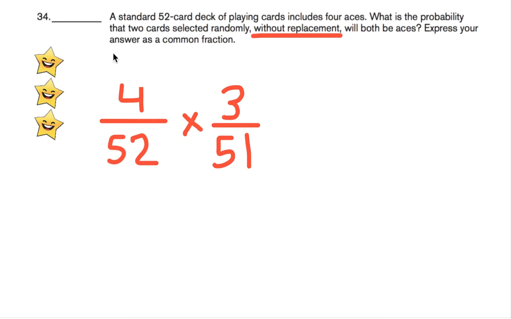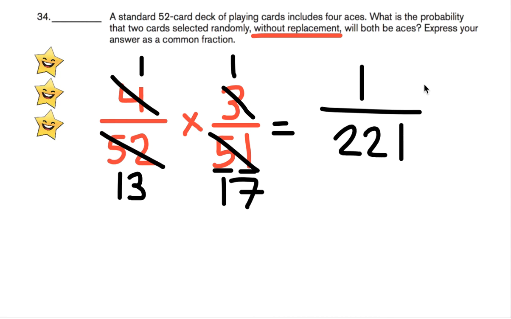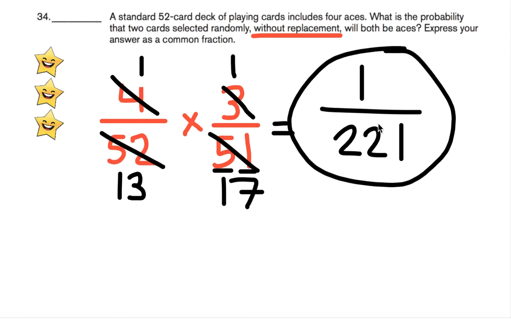And to simplify that, we can simplify 4 over 52 to 1/13. That makes sense because there's 13 cards in each suit, and there's 1 ace in each suit. And then 3 over 51, I know I can simplify this because 5 plus 1 is 6, and 6 is a multiple of 3. Therefore, 51 is also a multiple of 3. And that is 3 times 17. So the probability is 1 over 13 times 1 over 17, which is going to be 1 out of whatever 13 times 17 is, which is 221. So this is our final answer for this one. 1 over 221.